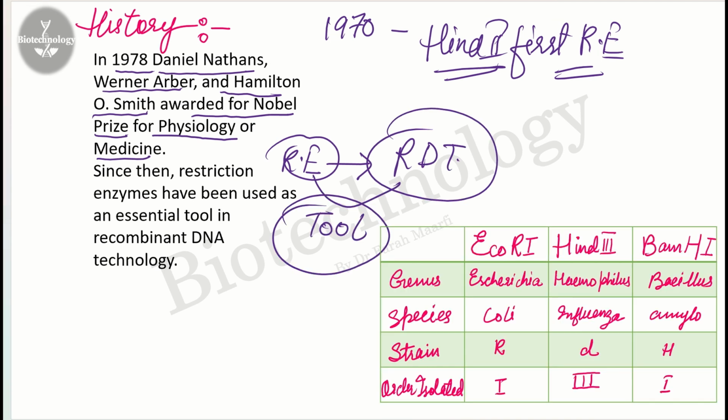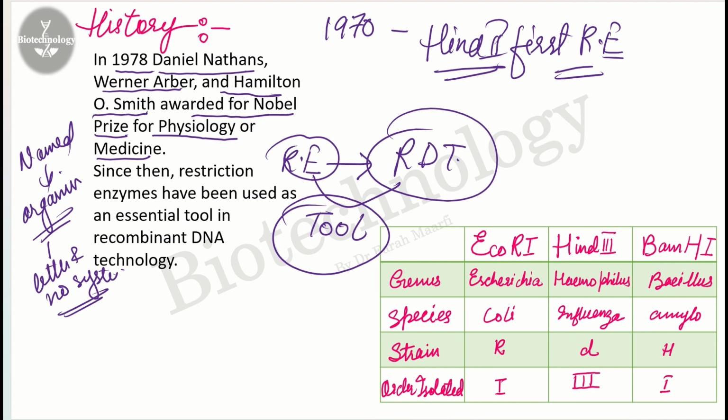The restriction endonucleases are named according to the organism in which they were discovered, right? By the system called the letter and number system. This is a system using which we can name the particular restriction enzyme as per the organism in which it is discovered.